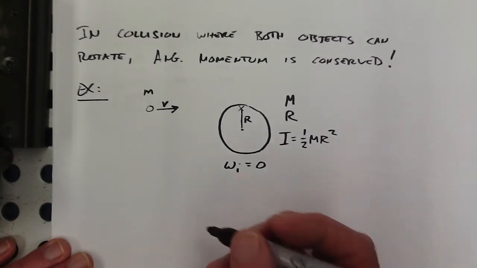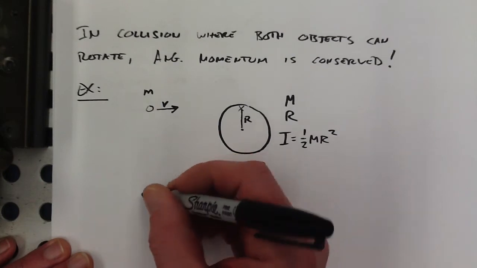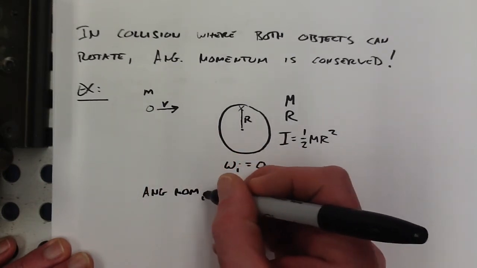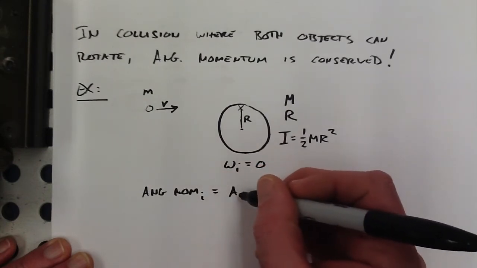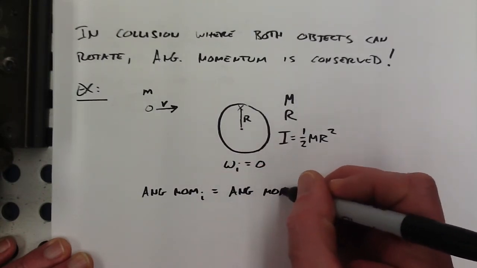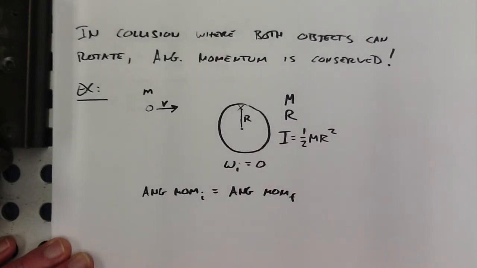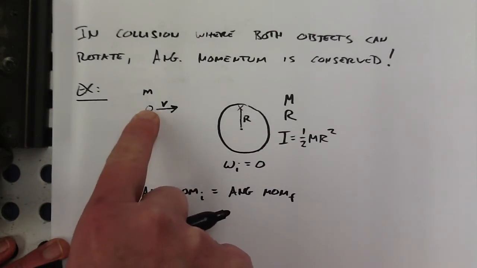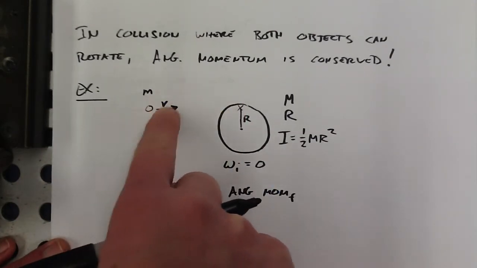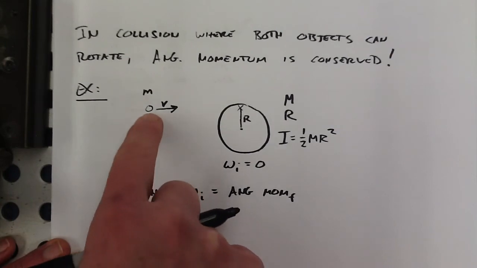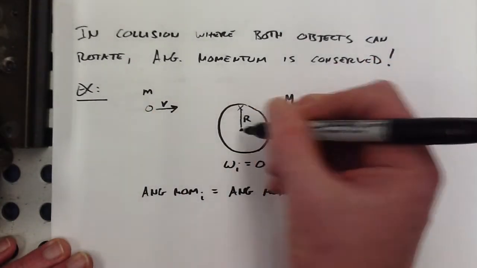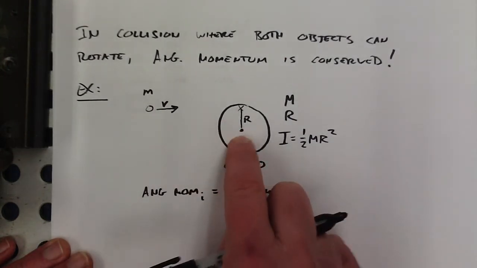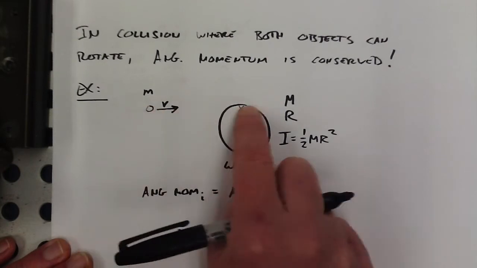Okay, let's see if we can figure that out. So angular momentum initial is going to equal angular momentum final. Now, if you think about the initial situation here, it's just this kid running here. Now, this kid is not an object rotating on a fixed axis, so we need to treat this kid like a particle that has angular momentum relative to this fixed axis. So how do we do that?